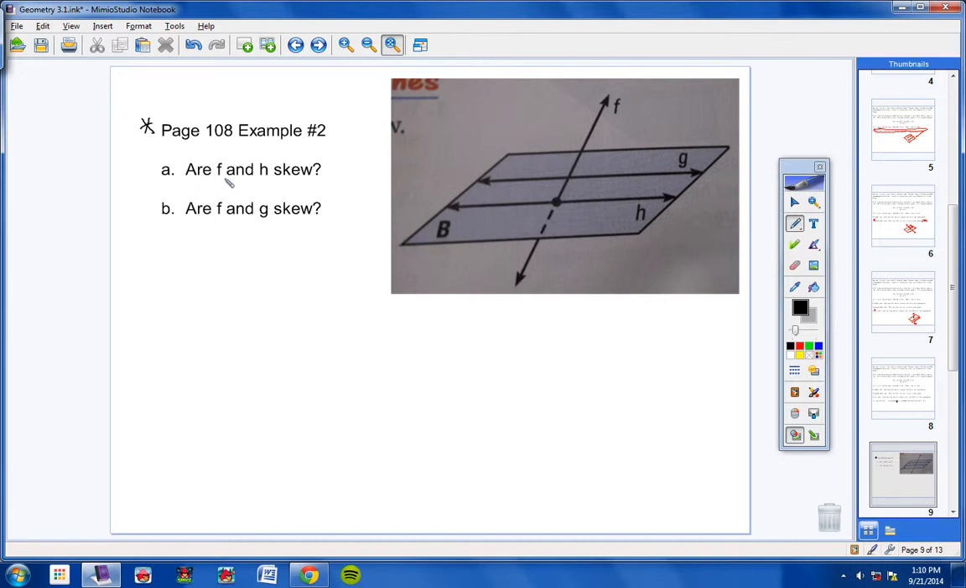So first of all, are F and H skew? Well, students, for F and H to be skew, two things have to be true. They cannot intersect, and they cannot lie in the same plane. So let's get my colored pen out here. Here's F, and here's H. Well, number one fails.